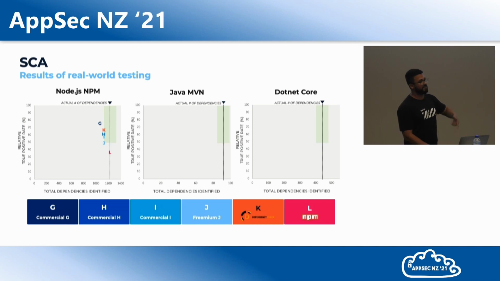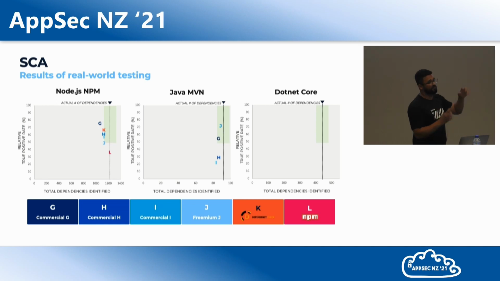L, which is our NPM tool, of course, that's the benchmark we were using to identify how many dependencies were there. So it got 100%, but it wasn't able to pick up as many vulnerabilities because of the quality of the database that it has. It's just taking it from NPM advisory. When we take a look at our Java, it's a little bit all over the place with our commercial and freemium tools.